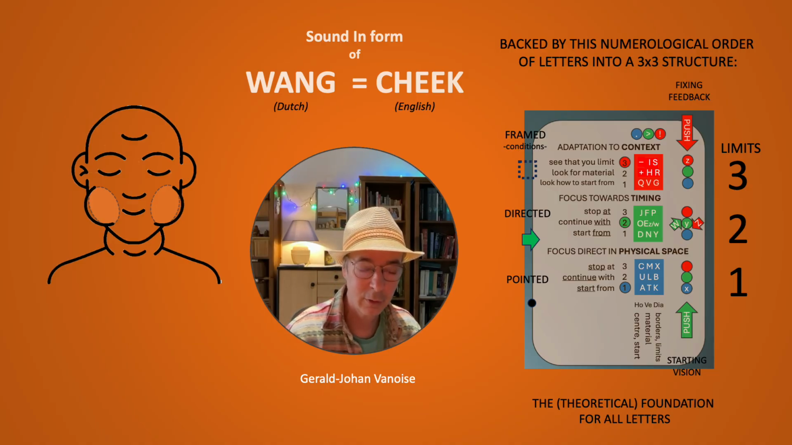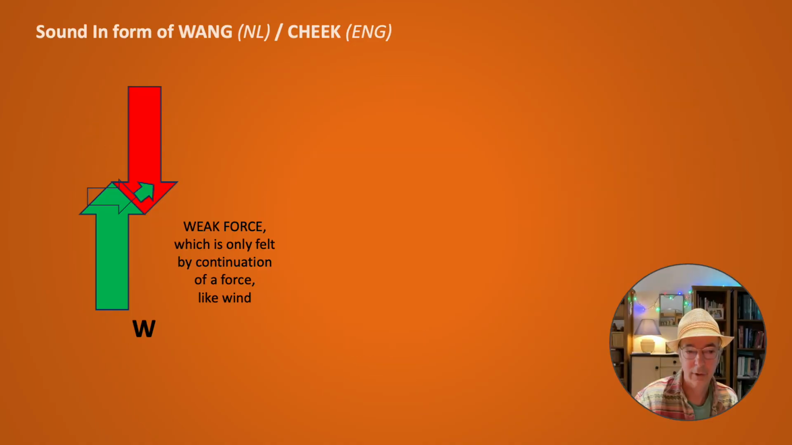It will take us too long to go deeper into that, but let's just examine a word in two different languages. How is this described in Dutch, wang, and how is this described in English, cheek? Both describe the same place, they are described differently, but they describe exactly the same thing. So let's find out. We start with wang, which is the Dutch word.